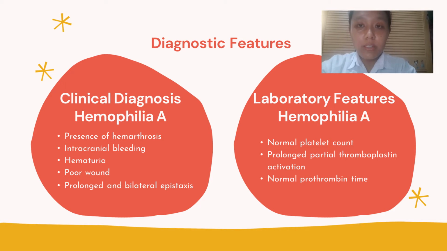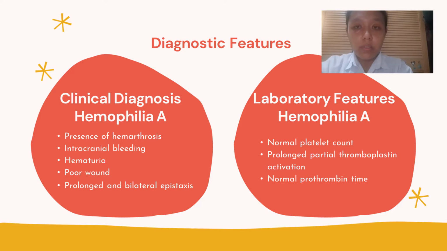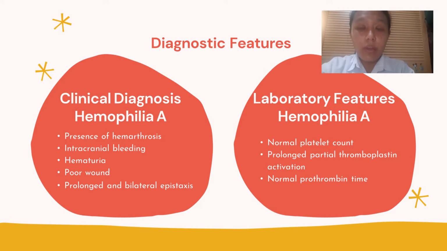The laboratory features that can be found include normal platelet count, prolonged partial thromboplastin time, and also normal prothrombin time. In children and adults with untreated severe hemophilia, the risk of recurrent bleeding is 2 to 5 times greater each month. Individuals with moderate hemophilia A rarely experience spontaneous bleeding, but bleeding can occur if triggered by minor trauma. Individuals with mild hemophilia A do not experience spontaneous bleeding, and the frequency of bleeding varies from once to once every 10 years. Mild hemophilia A is often diagnosed later in life, when undergoing surgery, extracting a tooth, or experiencing trauma.